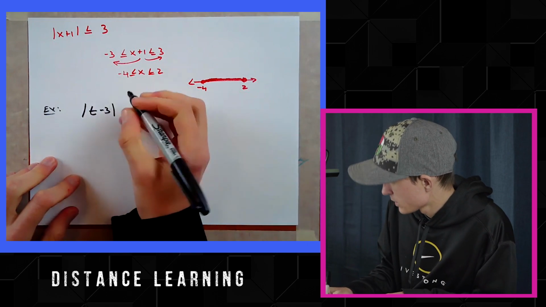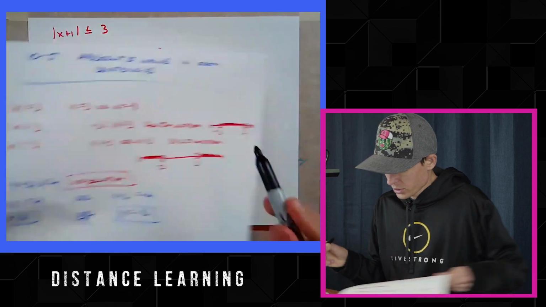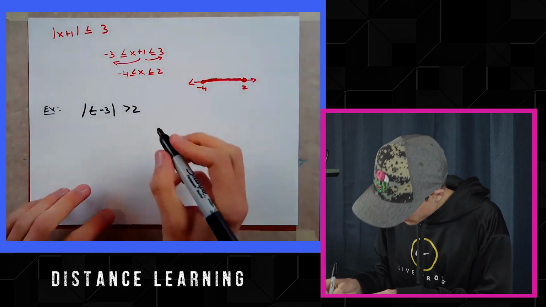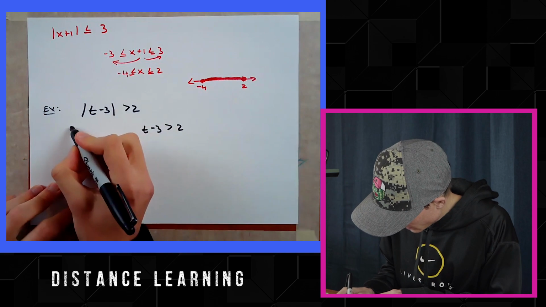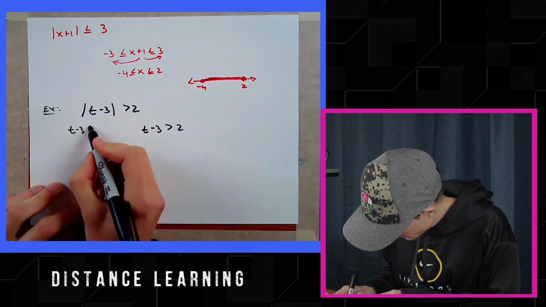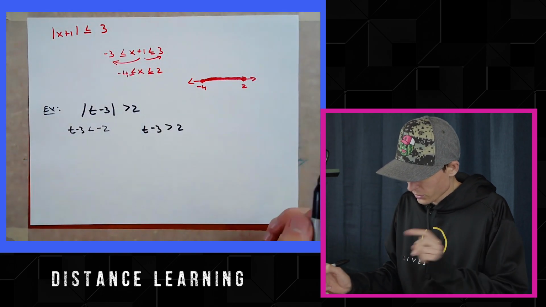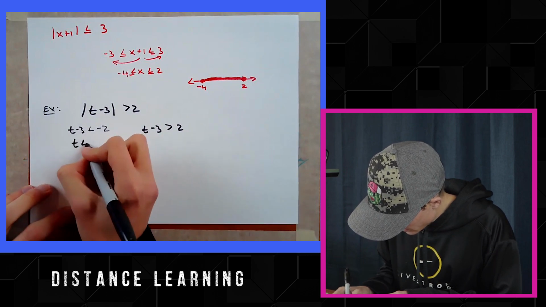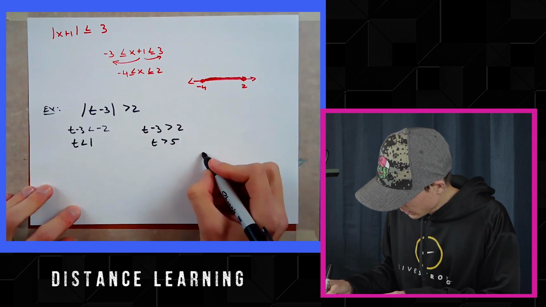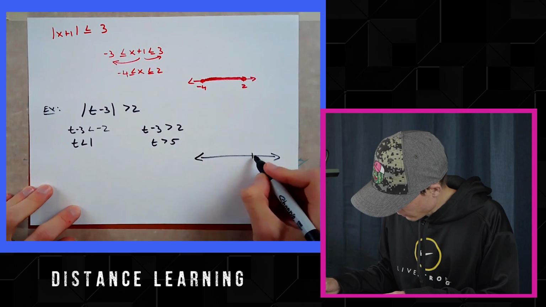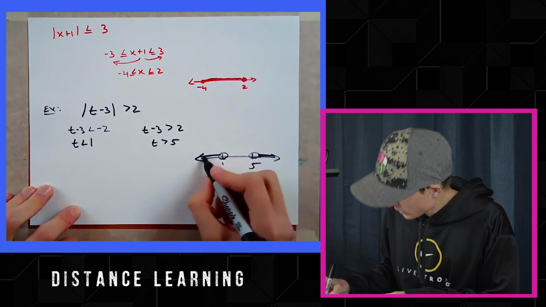T minus 3 greater than 2. Again, go back to this, greater than disjunction. T minus 3 greater than 2, or T minus 3 less than negative 2, right? You kind of change the direction in that. I'll show you the cheating man's way in a bit. T is less than 1. T is greater than 5. Right, if you're greater than 5, you're going to go there, but less than 1, it's going to go there.